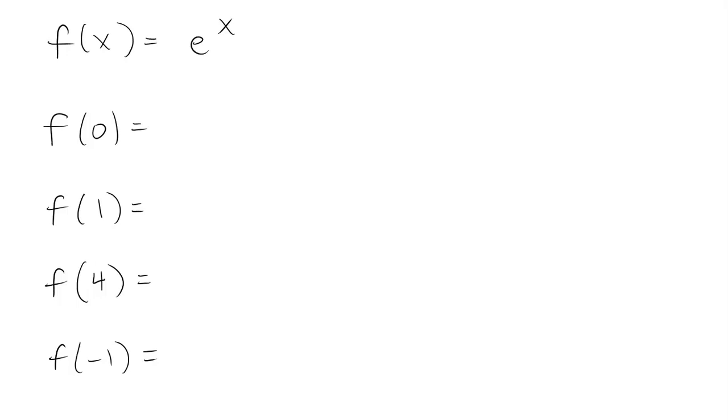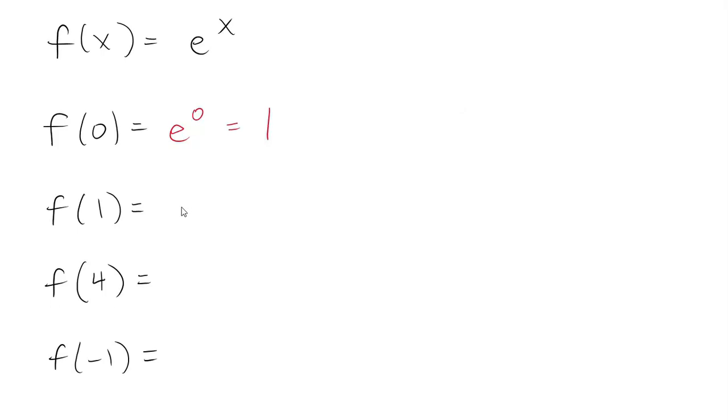If we let f(x) = e^x, then f(0) would be e to the 0 power. And it doesn't matter that e is this weird number. We've learned that any non-zero base to the 0 power is 1. So f(0) is 1. This shouldn't be surprising. All exponential functions have a y-intercept of (0, 1). This is no exception to that.